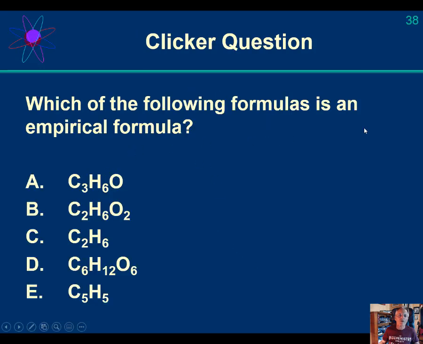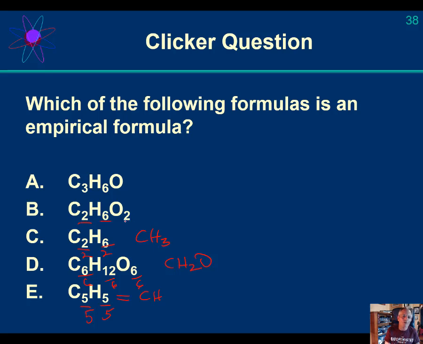So which of the following formulas is empirical? Well, this is really easy to determine. If I can come up with a simpler ratio, and you already know about this one. I'm going to divide by 6 here, divide by 6. This is going to be CH2O. That means that neither of these are empirical. I could divide both of these subscripts by 2. That's going to give me CH3.